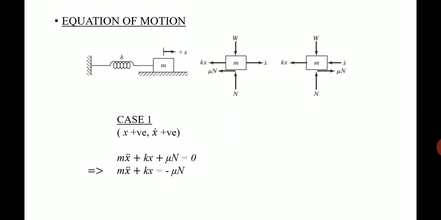So considering the net force acting on the mass m, we can see that there is a spring force kx towards the left, a frictional force mu n towards the left, and since the acceleration or the displacement is towards the right side, the inertia force due to that displacement will be towards the left side. So all the three forces acting on this particular mass in the first case are towards the left side.